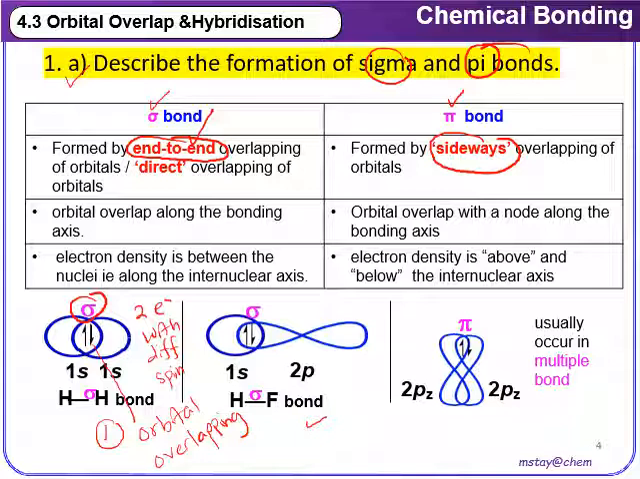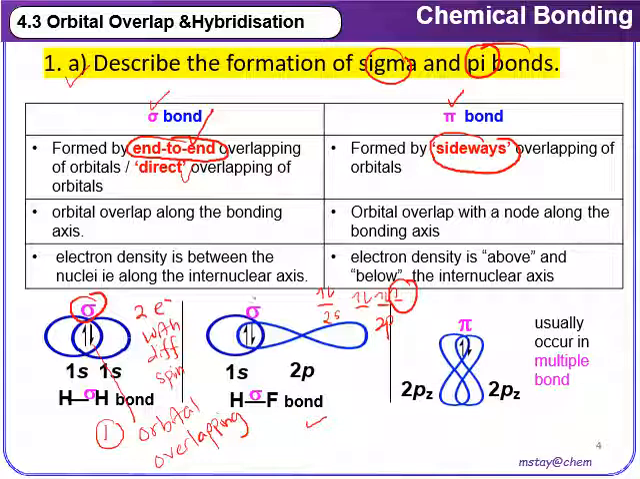Hydrogen has 1 electron, and when we look at the 2s and 2p, fluorine has 7 valence electrons. So 1, 2, 3, 4, 5, 6, 7. So one of the 2p orbitals has only 1 electron. That's why it is unstable. And hydrogen only has 1 electron. So if both orbitals which have 1 electron overlap, they will be able to have 2 electrons with different spin. Again, because the orbitals are overlapped end to end, this is a sigma bond.